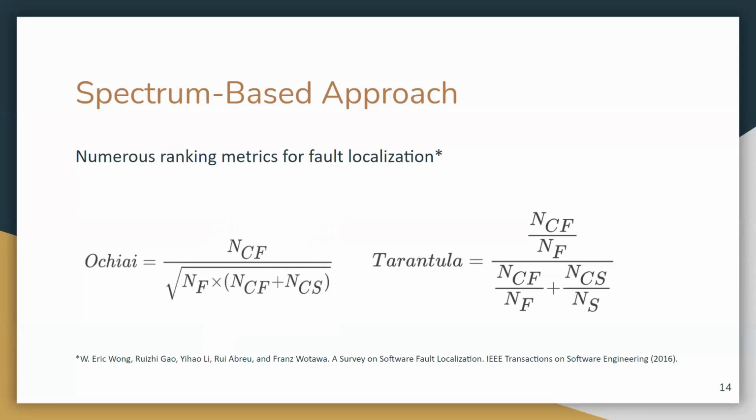Here we show two well-established ranking metrics, Ochiai and Tarantula, where NCF is the number of failed test cases that cover a node, and NF is the total of failed test cases, and NCS is the number of successful test cases that cover a node, and NS is the total number of successful test cases.